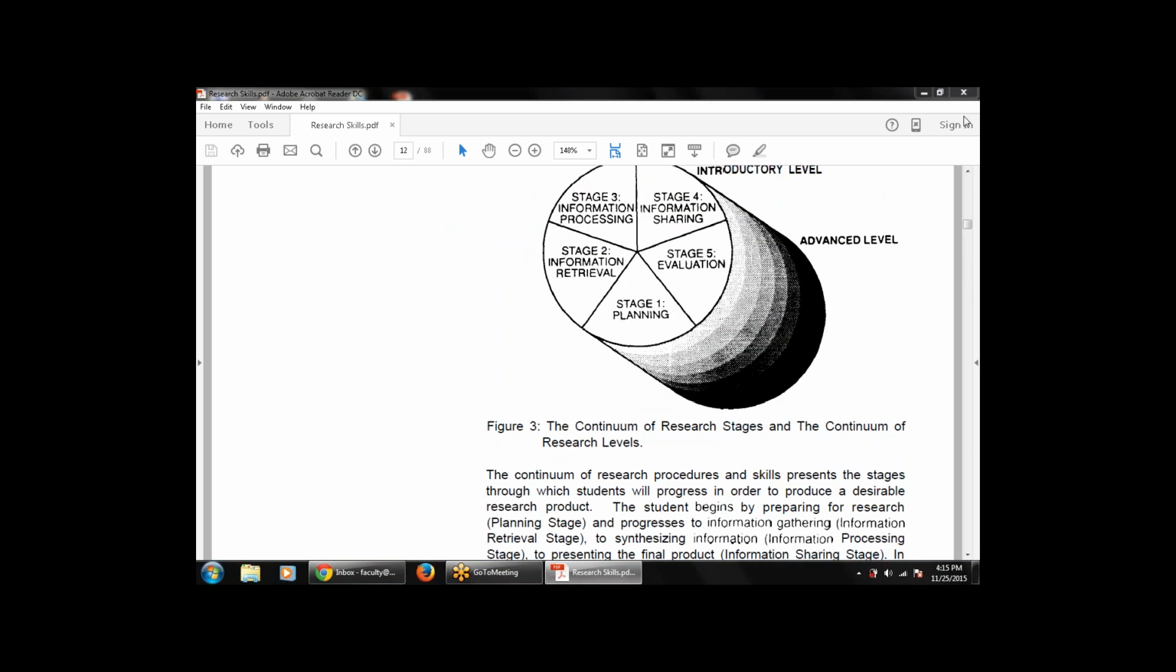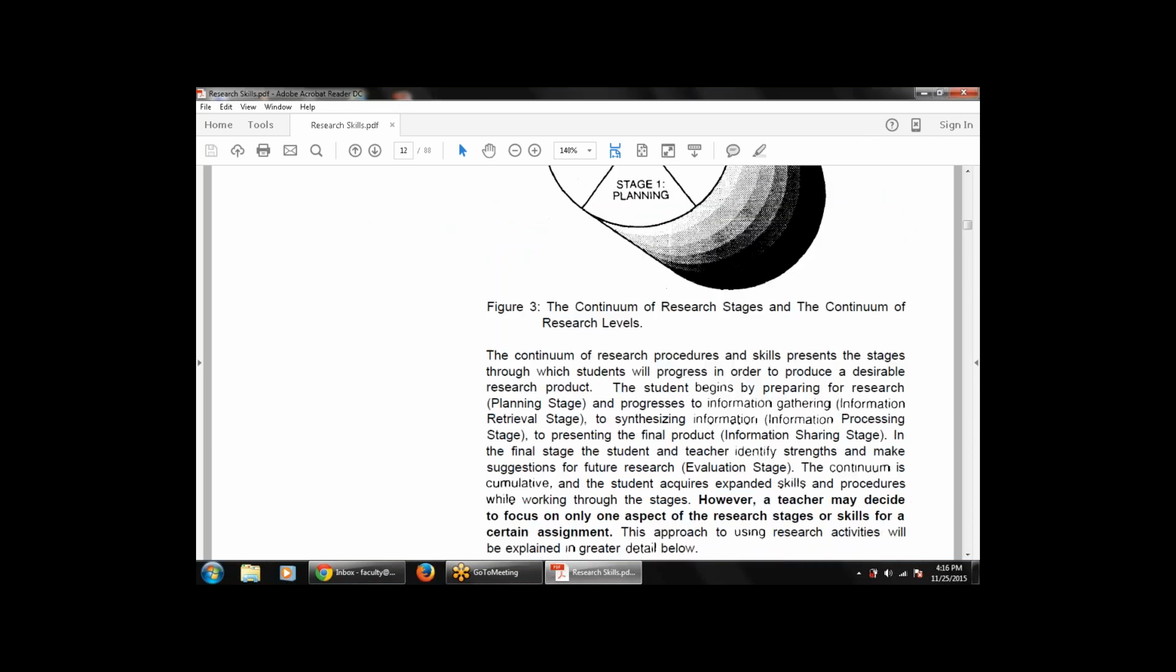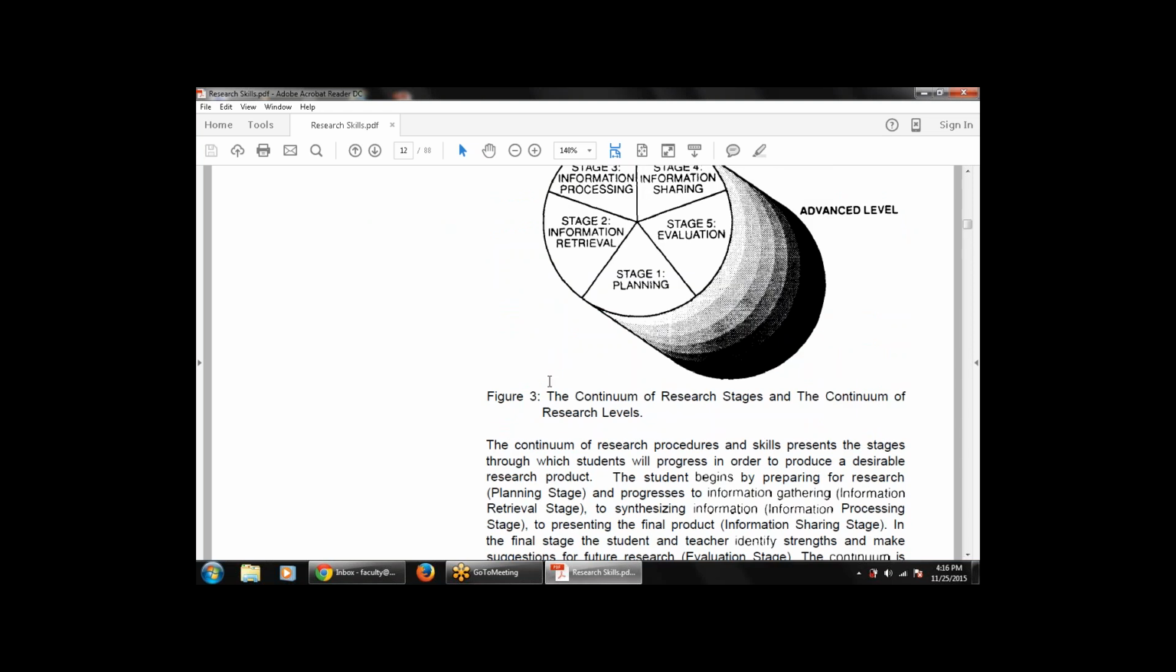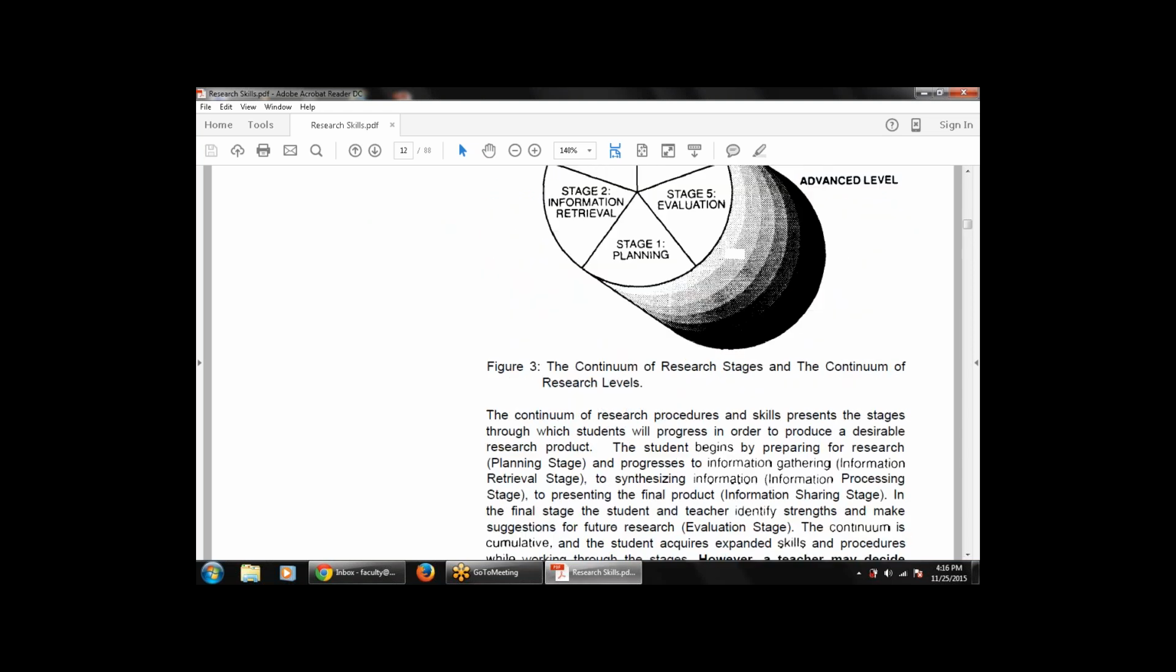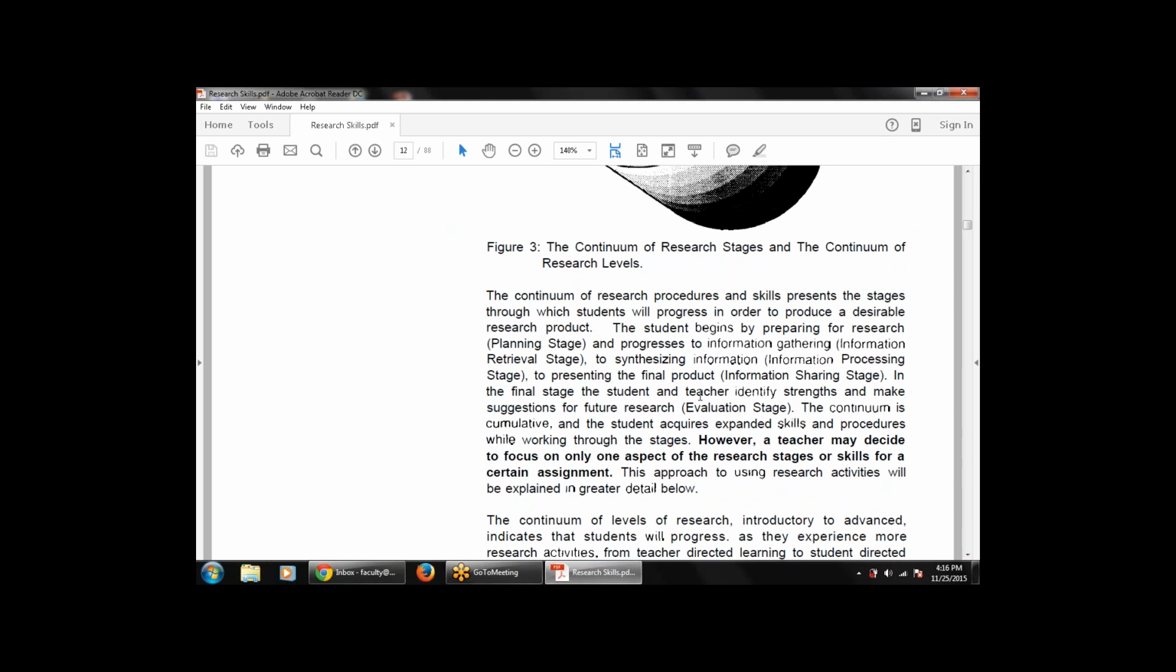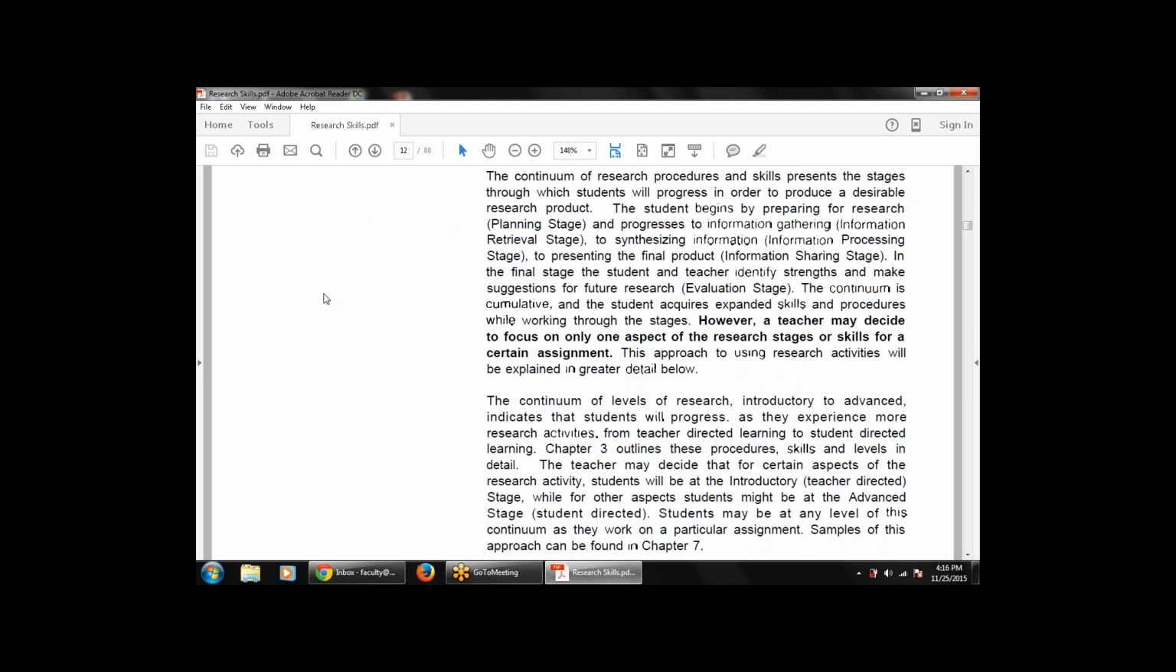So this treats research as a continuum. This is the theory that is given, and this is the first stage, where the student begins by preparing the research, that is the planning process, then information gathering. It depends on the student how the student will gather this information. And the continuum of levels of research, introductory to advanced, indicates that students will progress as they experience more research activity from the teacher.